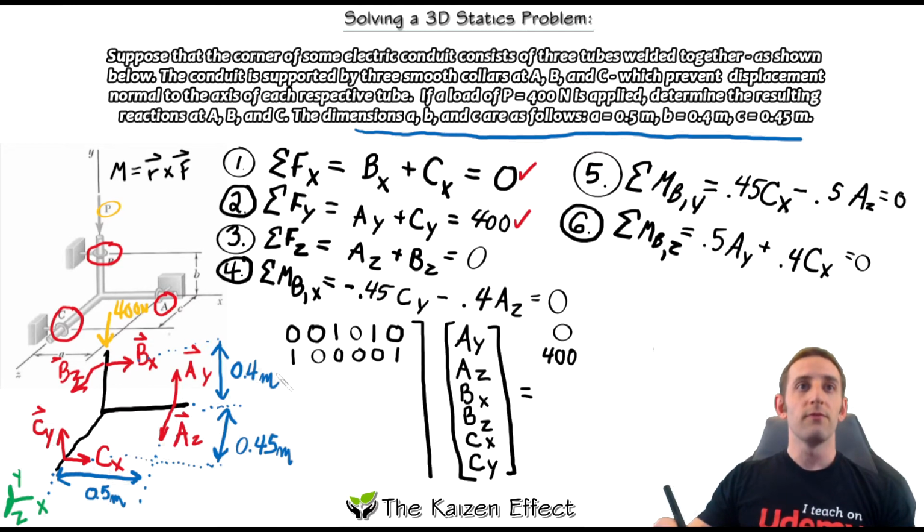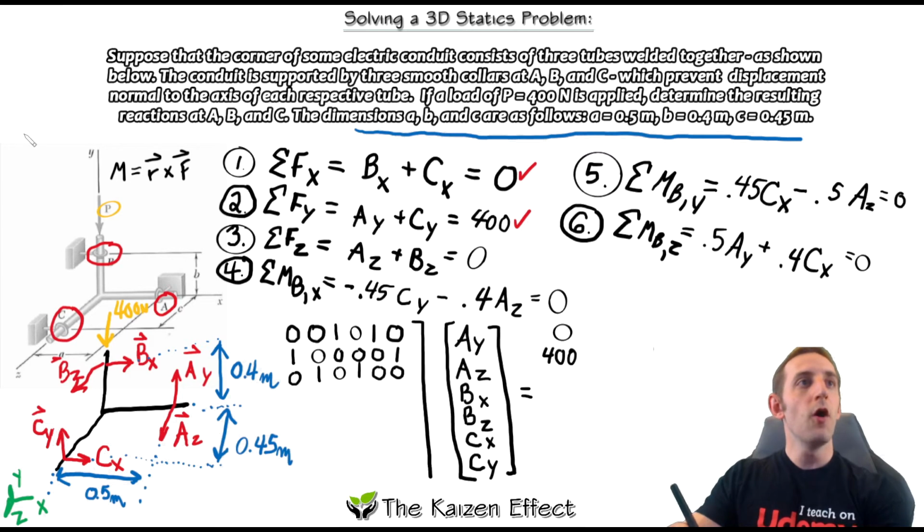Let's continue. We look at equation number 3. We don't have an AY. We have an AZ. We don't have a BX, but we do have a BZ. And then all the other terms are 0 because we don't have any C terms. Now, when we get into the moment equations, it's not going to be as nice.